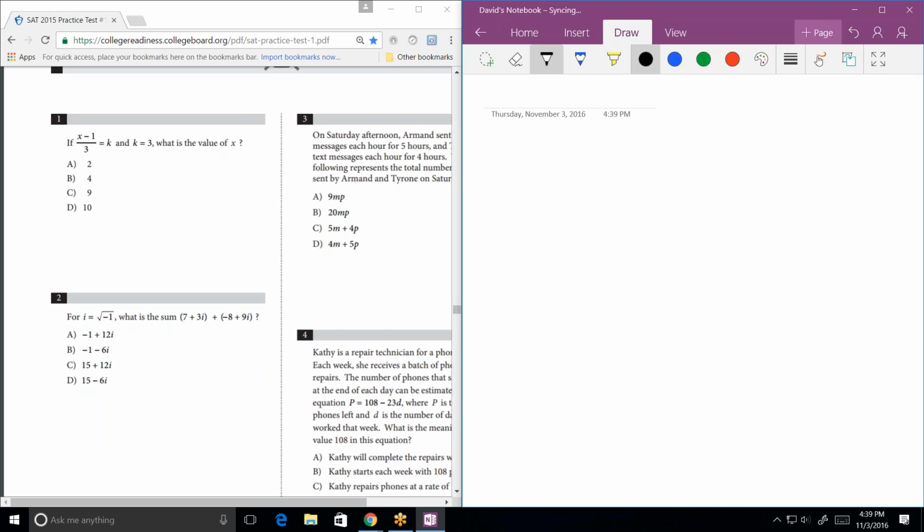Imaginary numbers. What is 7 plus 3i times, oh no, just plus, not even times.